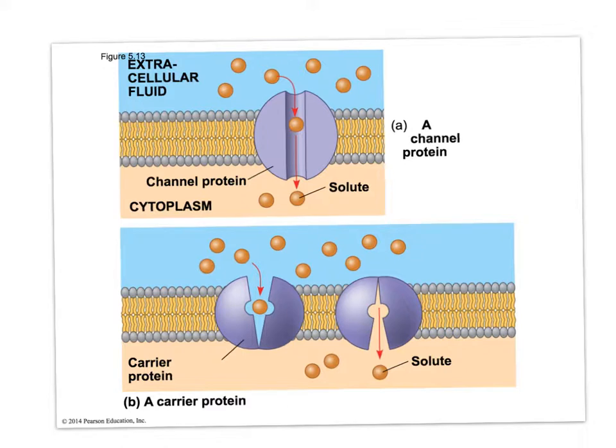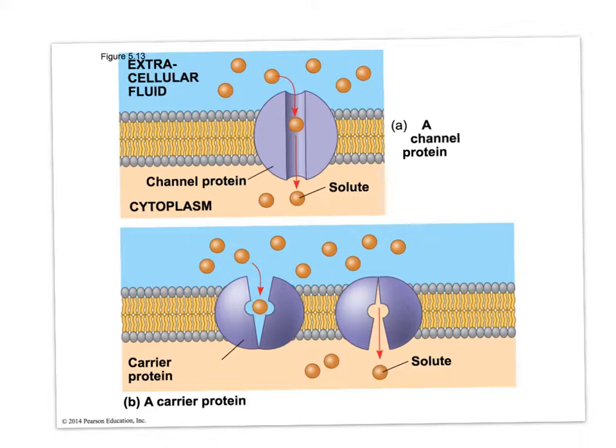Same thing with the carriers. High outside, low inside, and that ligand or that substance will bind to the protein, cause a change in shape, and then that protein is released into or out of the cell. All right? This is extremely important for charged molecules, right? Ions that move in and out.